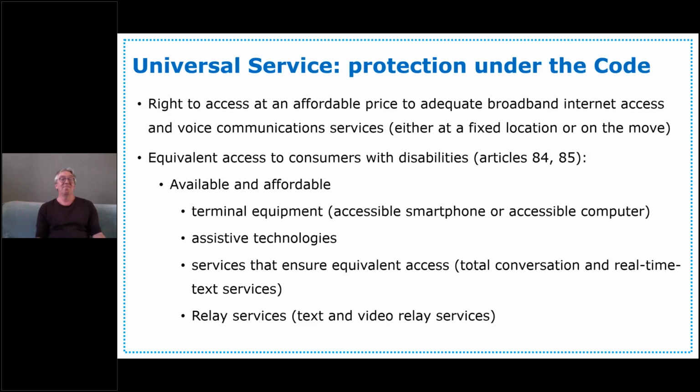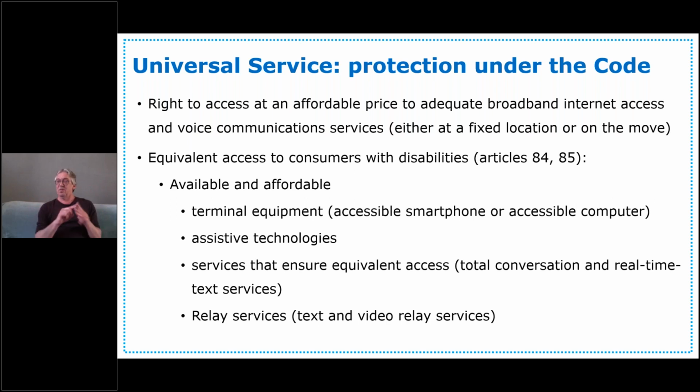So the code establishes that consumers should have affordable price to these universal services, so to internet access and voice communications, either at a fixed location, which can be your home, for example, or on the move, depending on the connectivity and so forth. So this equivalent access, and here comes the important bits for persons with disabilities, how to ensure this equivalent access to consumers with disabilities. And for this, we advise you to look at articles 84, 85, and 111.